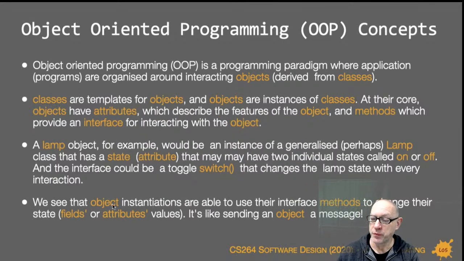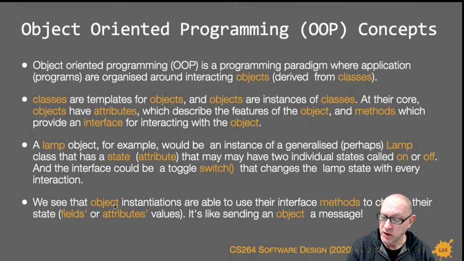Okay. So we can see then that an object's instantiations are able to use their interface methods to change the state, or the field's attributes or values, and it's just like sending an object a message. And so object-oriented development is a lot about creating classes, deriving objects that use those classes, and then the executing program tends to be about the message passing between the various objects. Okay.